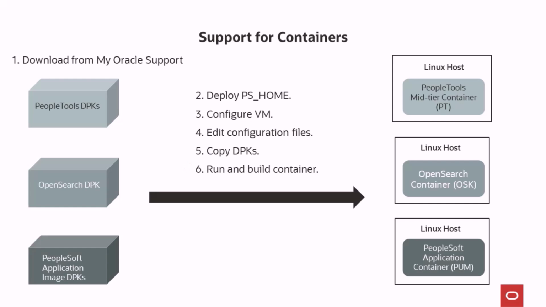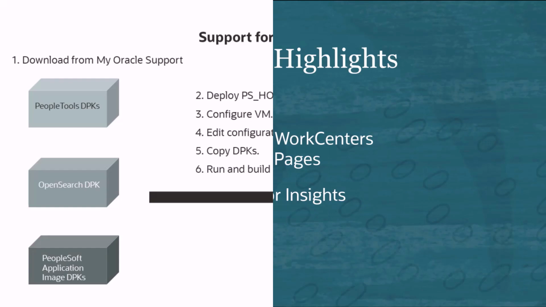After you build and run the desired containers, you can create pre-built container images. With pre-built container images, you bypass downloading and installing the DPKs, allowing you to get up and running more quickly. This completes the feature description for deployment support for containers.